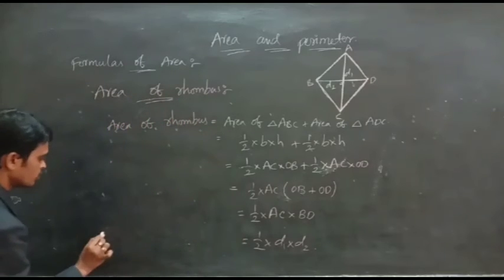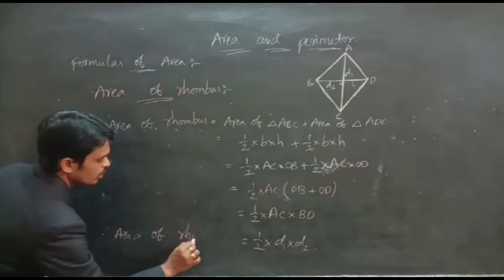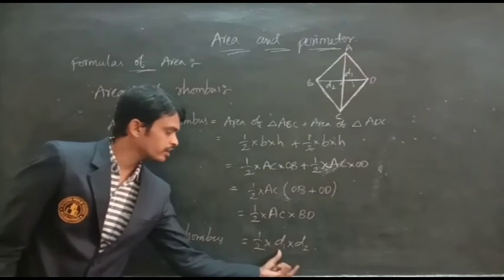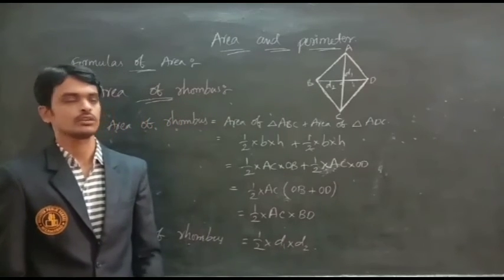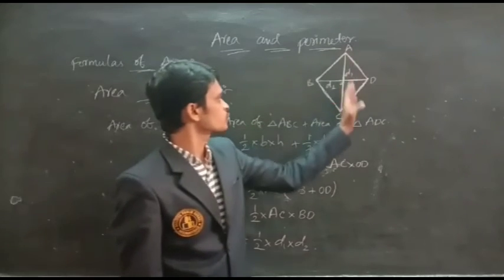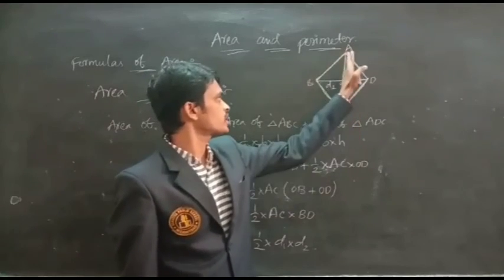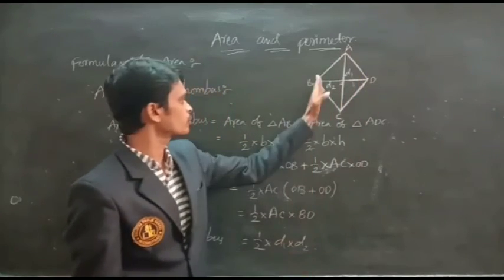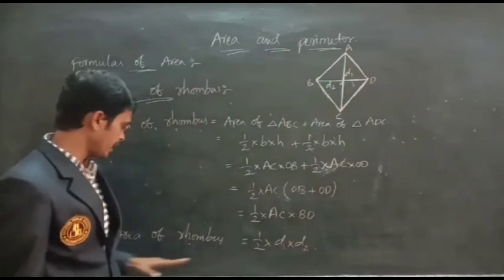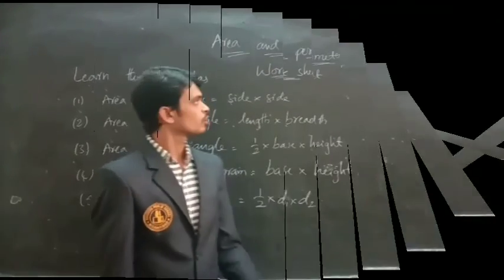Therefore the area of a rhombus is half of the product of its diagonals. So we find the area of the rhombus: the rhombus divides into two triangles, one named ABC and the other ADC. We have to find the area of both triangles. After simplification, you will get the area of a rhombus as half of the product of its diagonals.